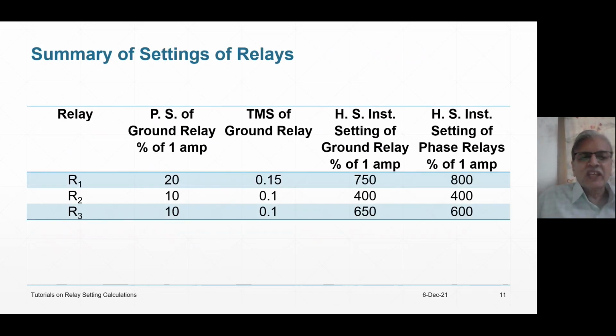If I summarize the settings, the ground relay plug setting is 10% for R3, 10% for R2, and 20% for R1. The ground relay TMS are 3.1 for R3, 2.1 for R2, and 1.15 for R1. High set for ground relays is 650% for R3, 400% for R2, and 750% for R1. For phase relays, 600% for R3, 400% for R2, 800% for R1. So this is what I have found out, and this is how you can solve the example on ground relays.